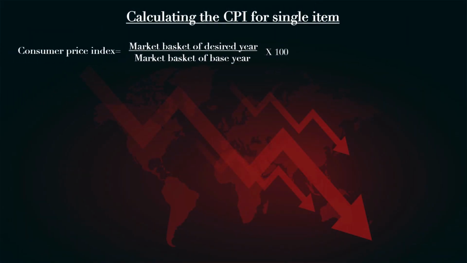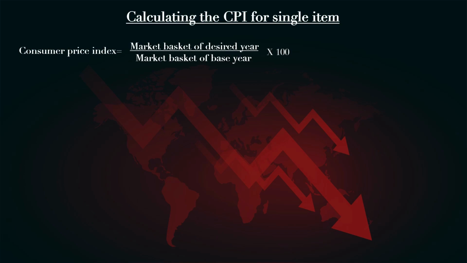To calculate the inflation rate, the current CPI is divided by the CPI from a previous period, usually a year earlier, and multiplied by 100. The resulting percentage represents the rate of inflation over that time period.